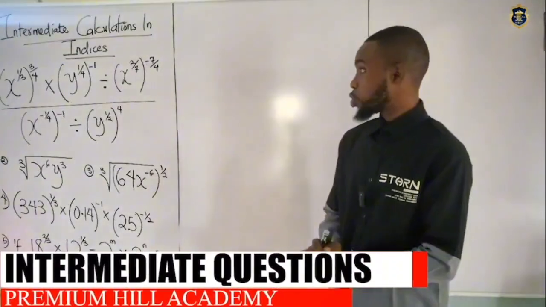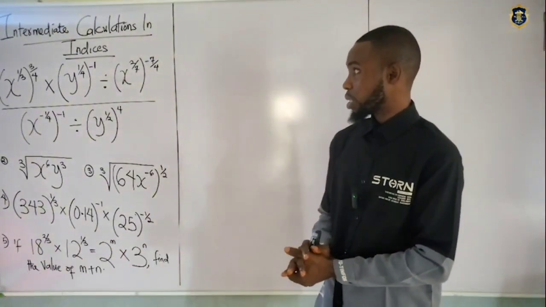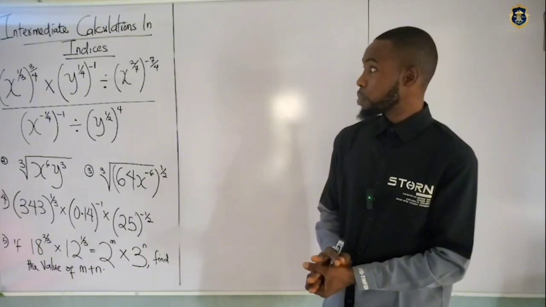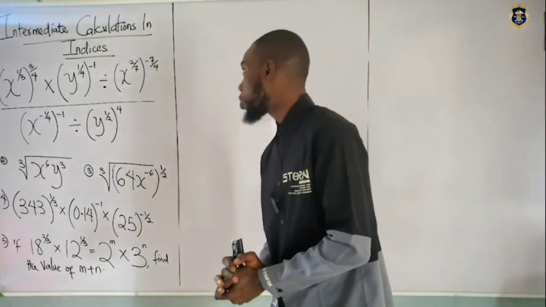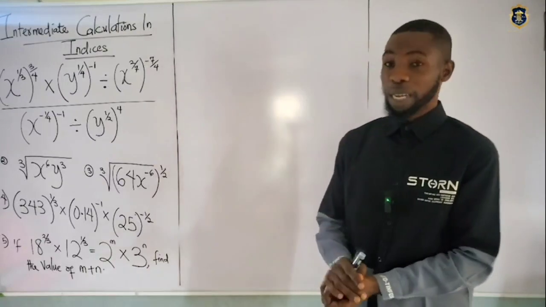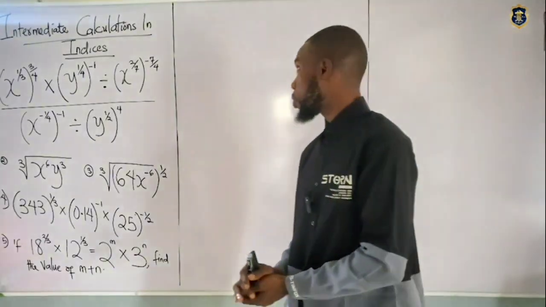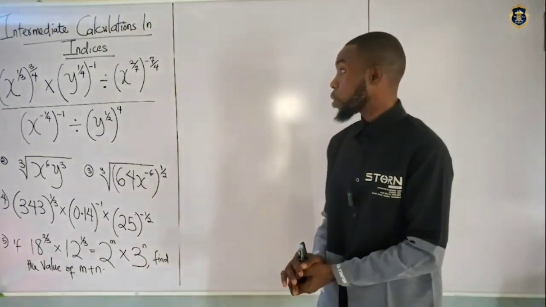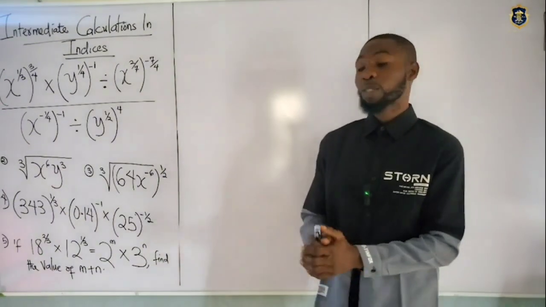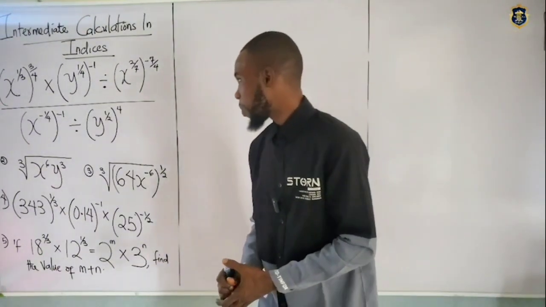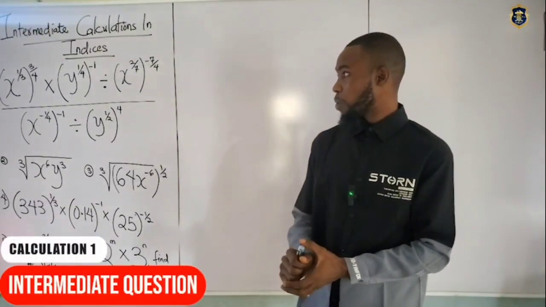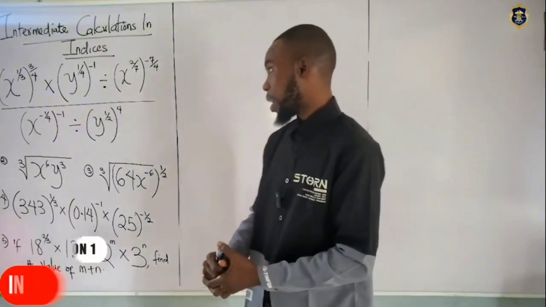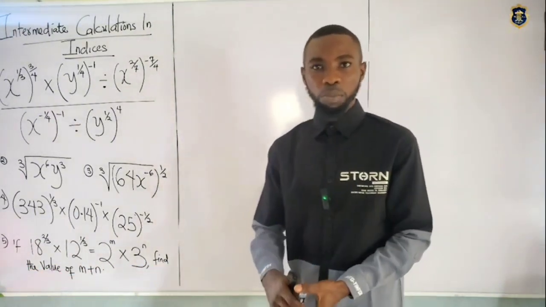Without further ado, we want to jump into question number one, which is s raised to the power of 1 over 3 or raised to the power of 3 over 4 times y raised to the power of 1 over 4 or raised to the power of minus 1, divided by x raised to the power of 2 over 7 or raised to the power of minus 7 over 4, all over y, all over x raised to the power of minus 1 over 4 or raised to the power of minus 1, divided by y raised to the power of 1 over 2 or raised to the power of 4. Before then, let me show you something.